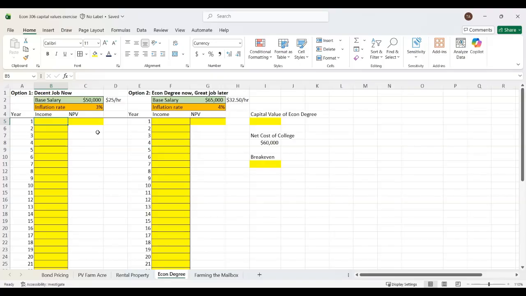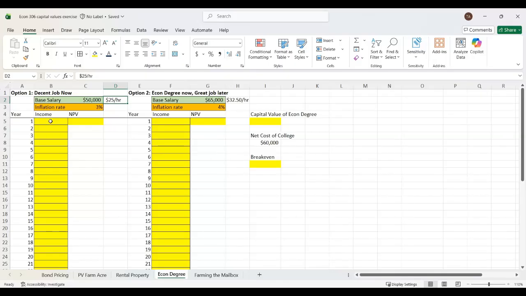I did look up some data on this to try to get somewhat roughly realistic numbers. I think you could get a decent job now for $50,000 if you have a decent skill set and work ethic. That works out to about $25 an hour. So I want to ask, what's the opportunity cost of college?